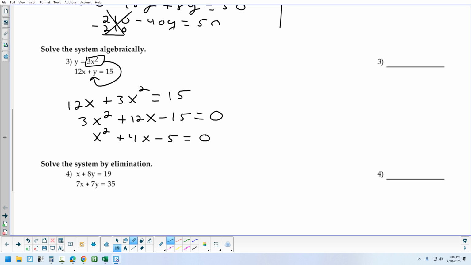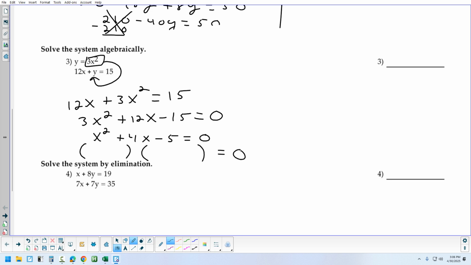Now, once we have it as a quadratic, there's 2 main ways we solve quadratics a lot in this class. What's one way you can solve a quadratic? The quadratic formula, and then you can do, I forgot what it's called, but you basically make 2 parentheses. Yeah, factoring. So I would say the factoring here is probably going to be easier if we can do it that way. So let's try it and see what happens.